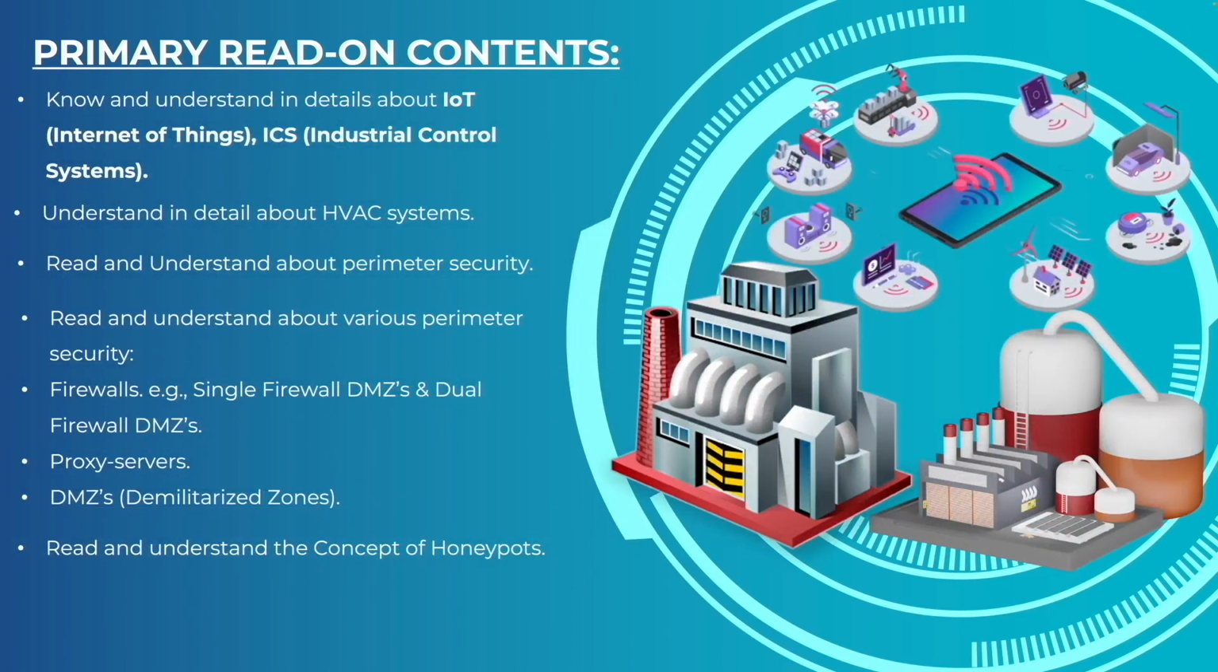You want to know and understand in detail about IoT, which is Internet of Things, and ICS, Industrial Control Systems. Understand in detail about HVAC systems, which stands for Heating, Ventilation and Air Conditioning systems. Read and understand about perimeter security such as CCTV and RFIDs. Read and understand about various perimeter security as well, such as firewalls, single firewall DMZ and dual firewall DMZs, proxy servers and DMZs as well.